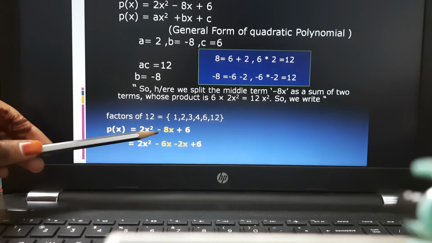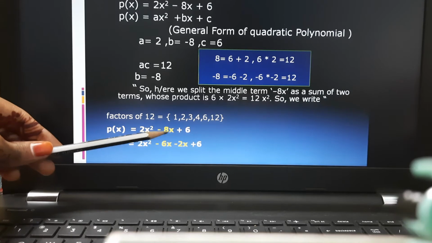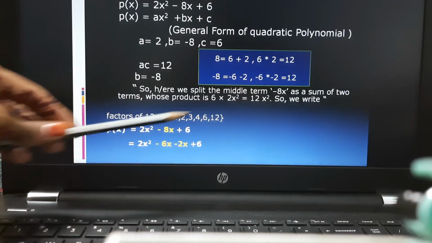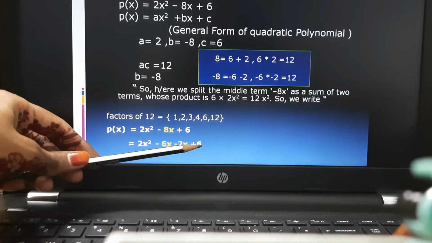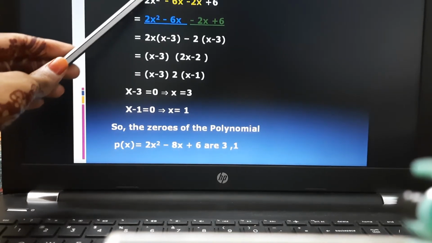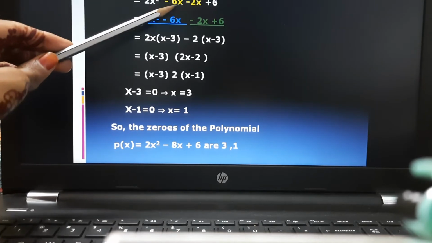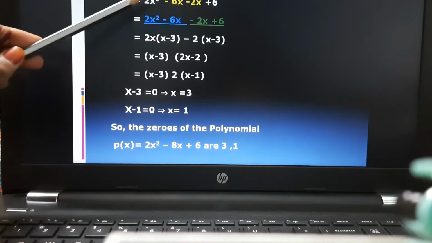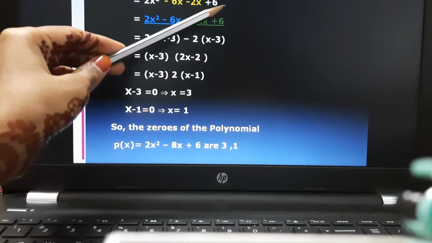So 2x square minus 8x plus 6. 2x square, and this minus 8x is divided into what? Minus 6 and minus 2. So minus 6x minus 2x plus 6. See here, 2x square minus 8x plus 6. We have split this 8x into two parts, that is 6x and 2x. So 2x square minus 6x minus 2x plus 6.